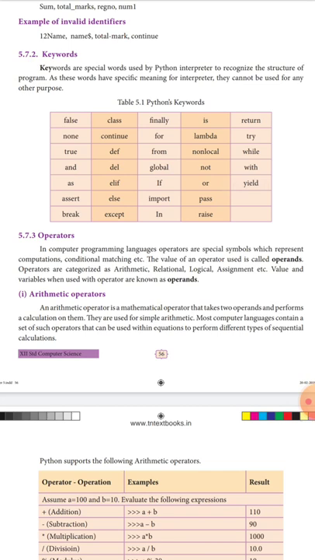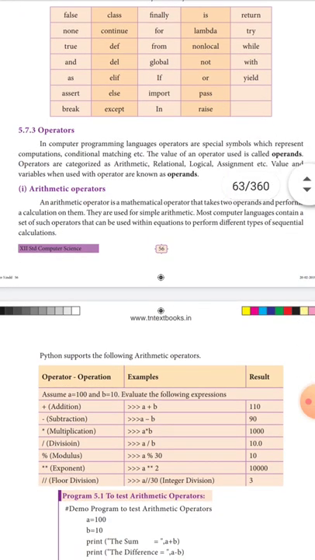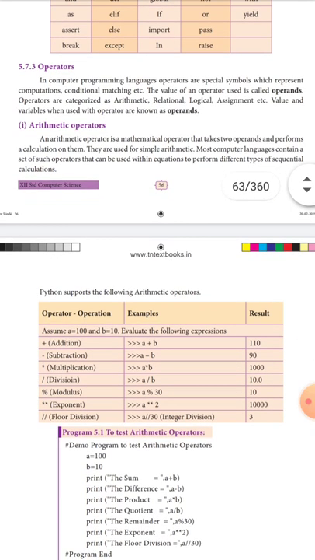Arithmetic operators. An arithmetic operator is a mathematical operator that takes two operands and performs a calculation on them. They are used for simple arithmetic. Most computer languages contain a set of such operators that can be used within an equation to perform different types of operations. Already you know arithmetic means plus, minus, multiplication, division. Here they have also added modulus, exponent and floor division.